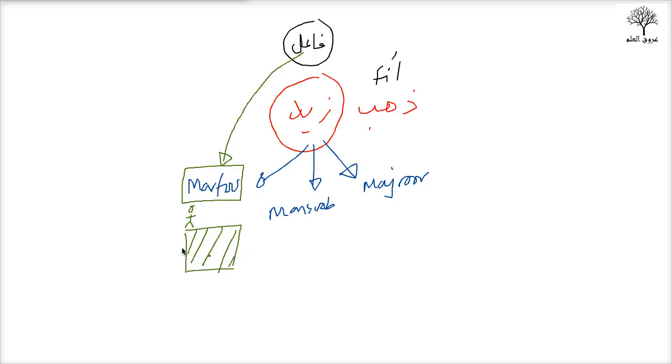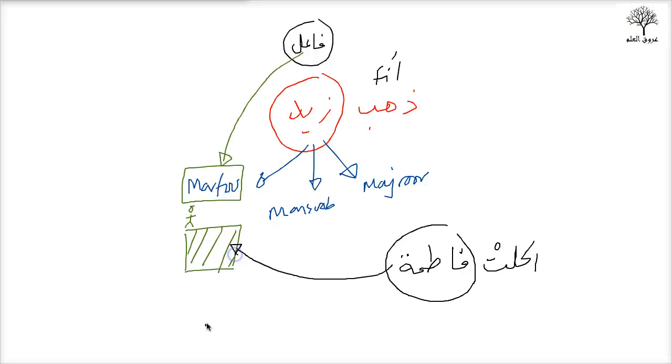For any sentence after that, for instance, if I said to you, akalat Fatima, Fatima ate. What's the doer here? Fatima. So what family are we going to put Fatima into? Marfu family, mansub family, or majrur family? Marfu family. Excellent. So all the fa'ils belong in the marfu family.